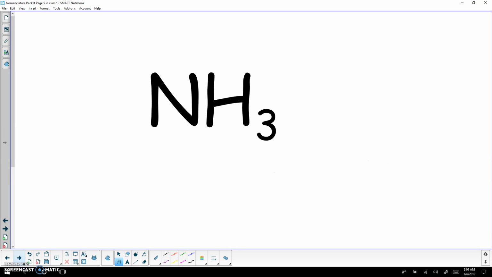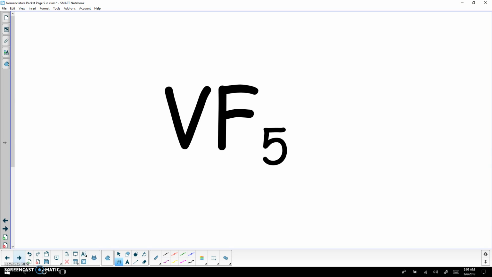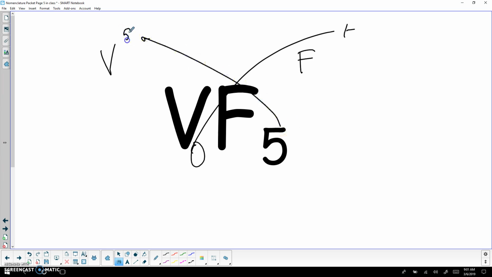Okay, same thing here. We have another molecular one. Nitrogen trihydride. Vanadium is a transition metal. We've got to unzip it. 1 goes to fluorine, which it is 1. The 5 goes to vanadium. Vanadium, Roman numeral 5, fluoride.